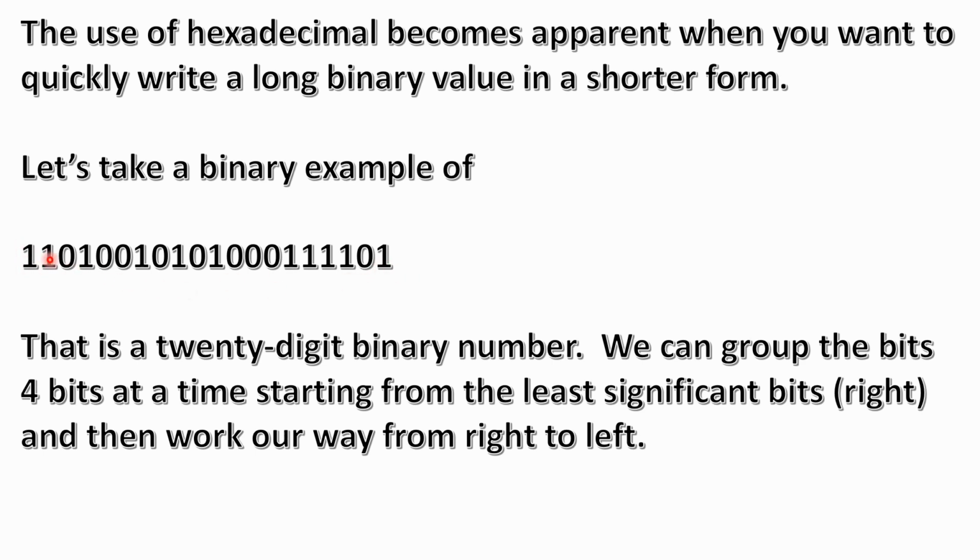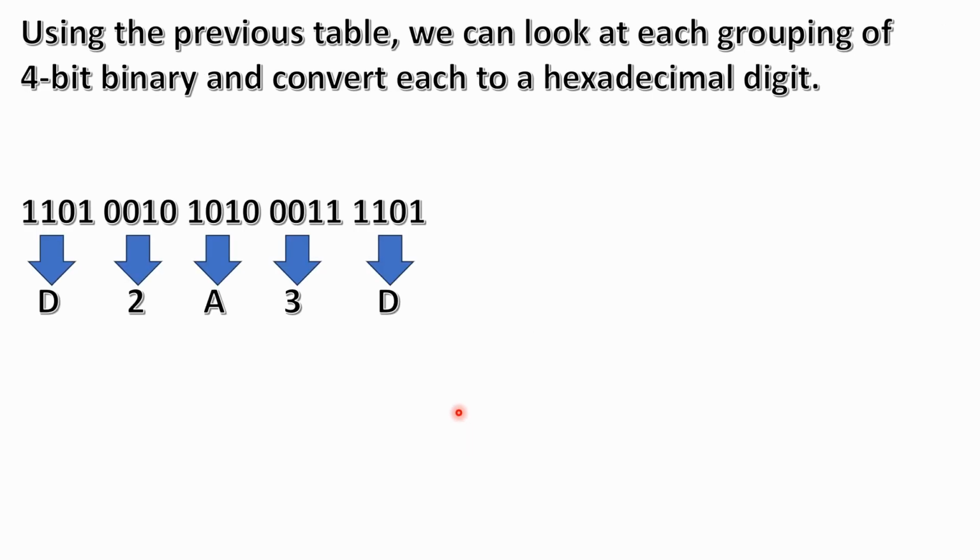And what I mean by least and most is that the least has the lowest exponent of 0, and the most will have your highest exponent, which would be 19, I believe, for a 20-digit binary number. So yeah, we could group these 4 bits at a time. We'll show you how that works. Using that previous table that we had, we can look at each grouping of the 4-bit binary and really easily convert it over to a hexadecimal digit. So we break up that 20-bit binary number.